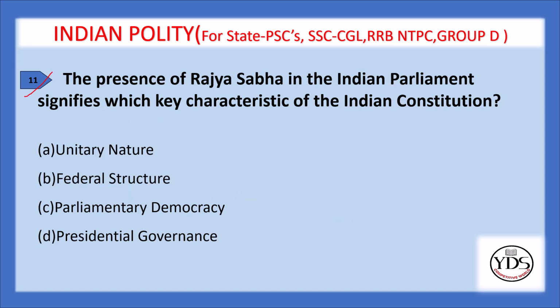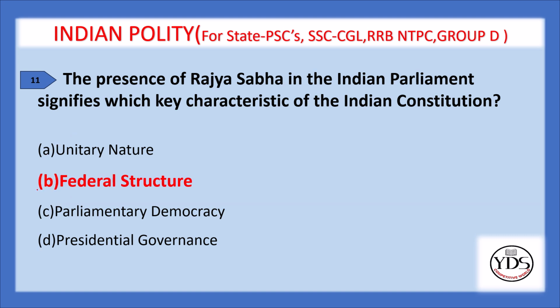11th question. The presence of Rajya Sabha in the Indian Parliament signifies which key characteristics of the Indian Constitution? Option A. Unitary nature. Option B. Federal structure. Option C. Parliamentary democracy. Option D. Presidential governance. Option B. Federal structure is the correct answer.